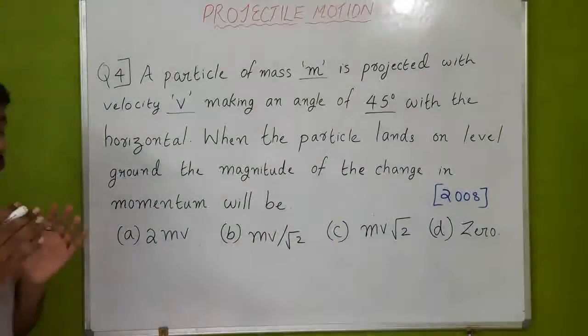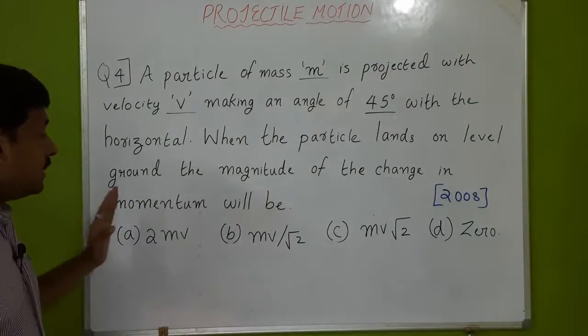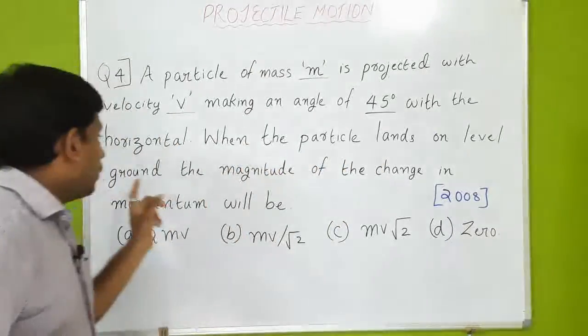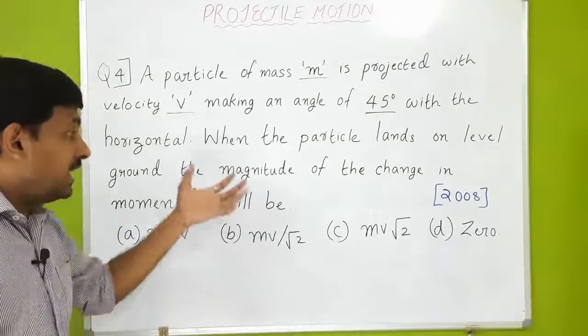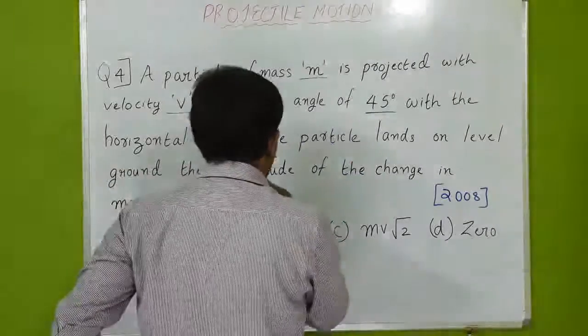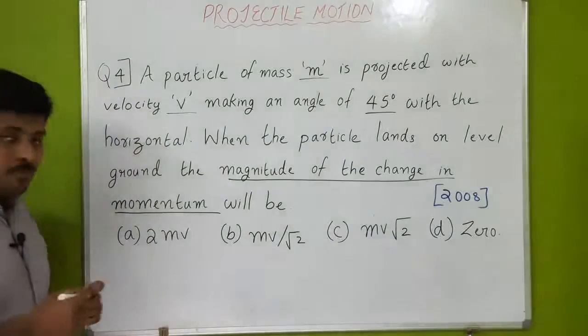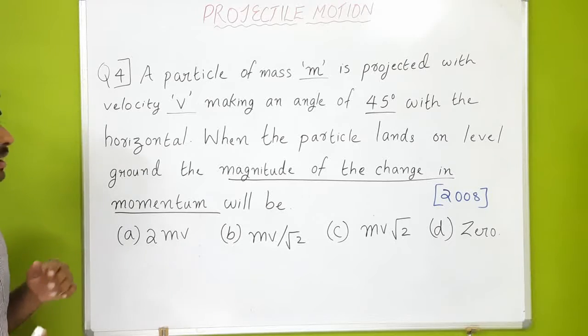So we have to find the magnitude of change in momentum between the initial point and the final point when the particle lands on the level ground. That is the magnitude of change in momentum of the particle. So please try this using the concepts that we have learned so far. Okay, so please try this.